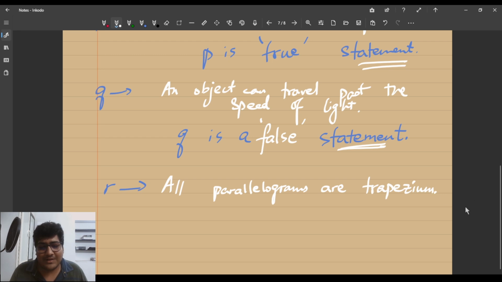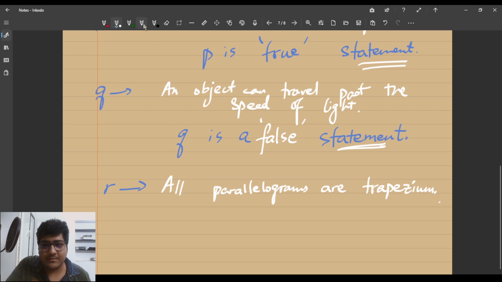I have heard that people argue about this for quite some time. Well, first of all, is it a statement or not? We'll see whether it's true or false. Pause the video and think about it. So either all parallelograms are trapeziums or they are not. So there are just two possibilities.